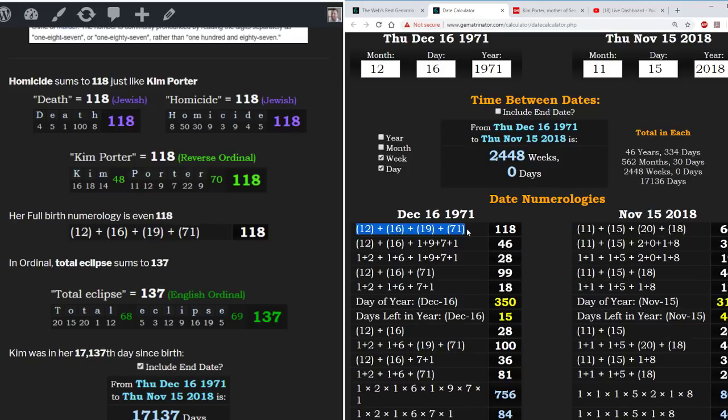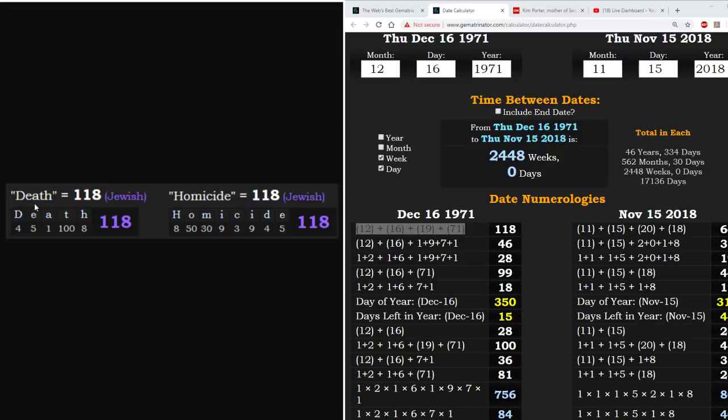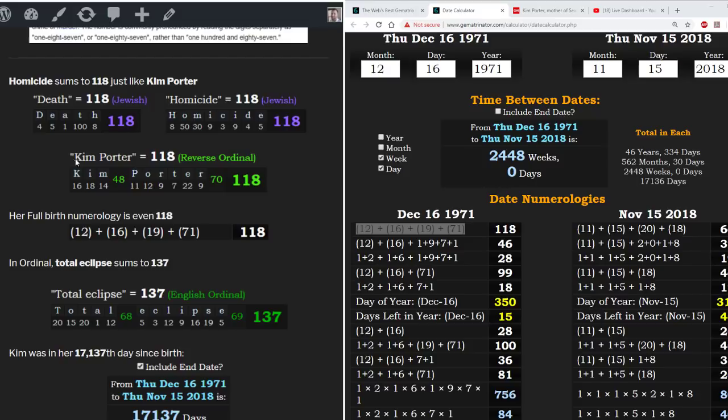We mentioned how the homicide code involves the number 118. Both the words death and homicide have a numeric value of 118 in Jewish gematria. And not only does Kim Porter sum to 118 in the reverse order, she was born on a date with 118 numerology, 12 plus 16 plus 19 plus 71.